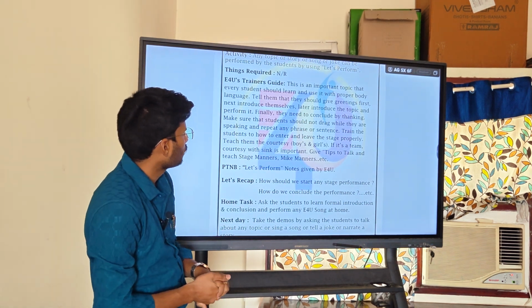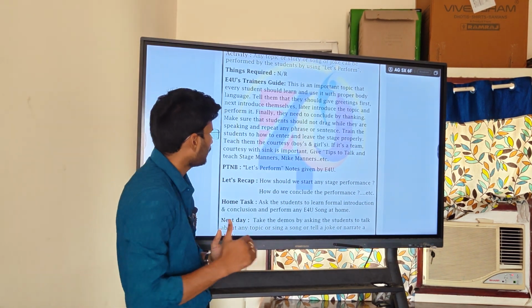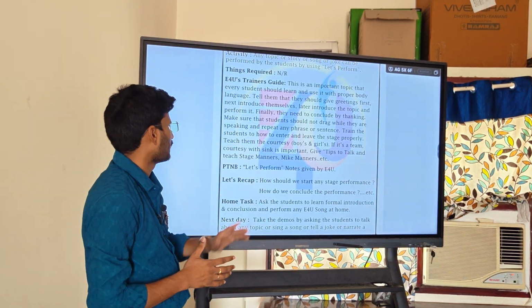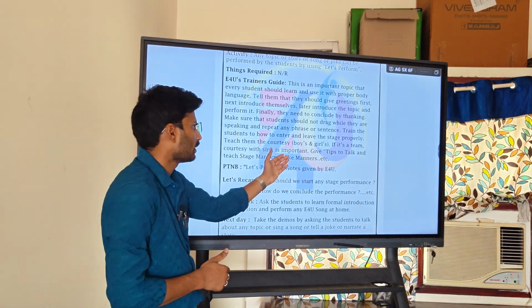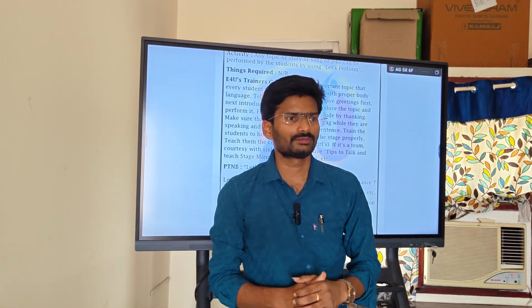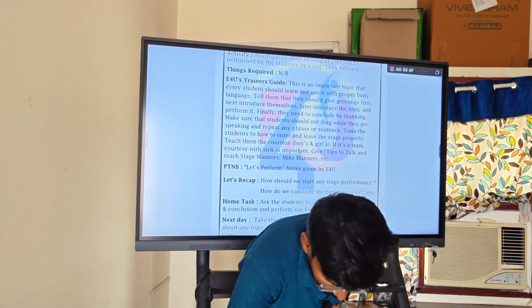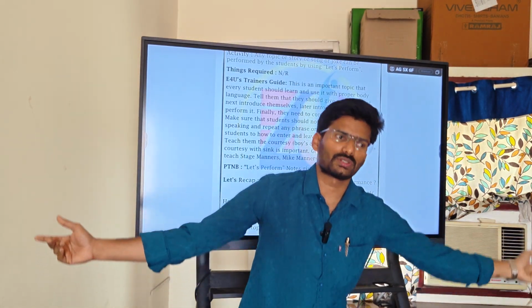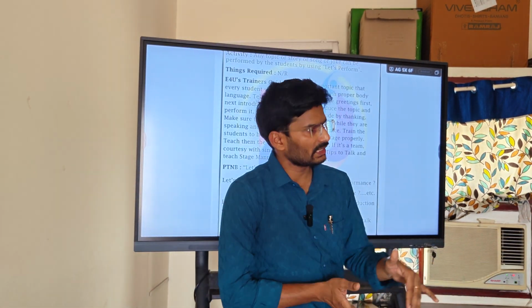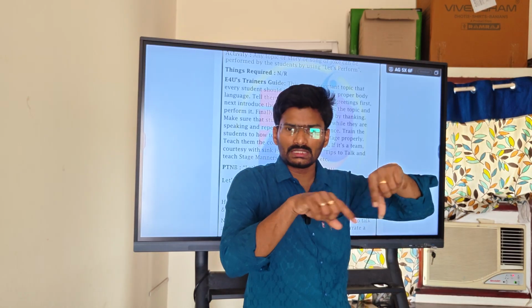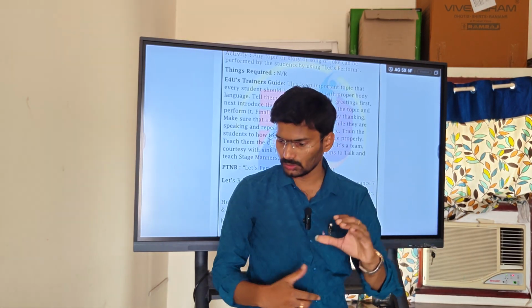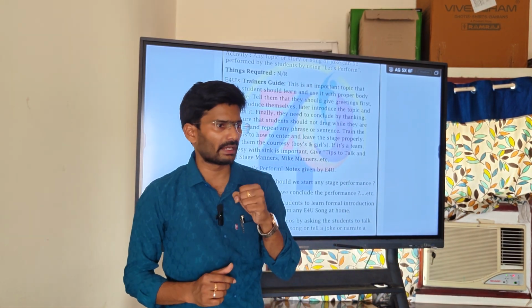Train the students how to enter and leave the stage properly. Teach them courtesy, boys and girls. You know courtesies, right? How to come to the stage and leave. In this Let's Perform program we are teaching stage manners as well. If needed, you can teach mic manners also. You need to hold the mic like this.